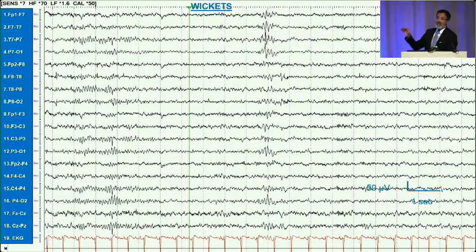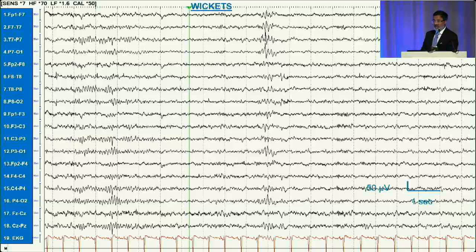This is the most common normal variant that is misinterpreted as epileptiform activity. It's called wickets. Wickets can occur in the mid-temporal regions of the brain. They are distinguished from epileptiform activity in that they often occur in trains, and there is no aftergoing slow wave associated with this. So do not confuse this as epileptiform activity. It's one of the most common misdiagnoses made on EEG. Often seen in drowsiness, can be seen in wakefulness too.